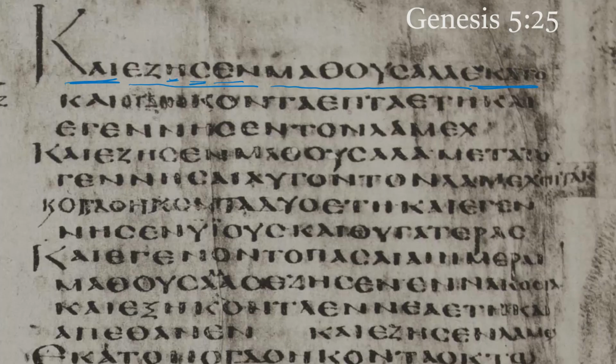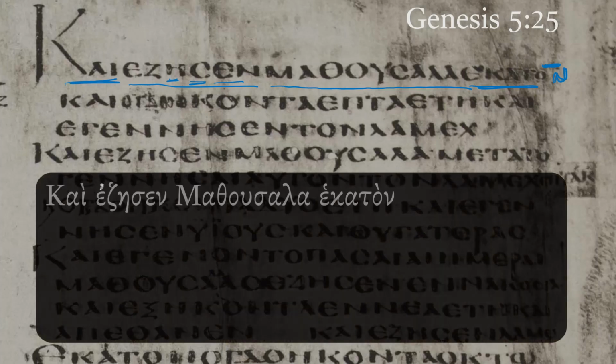Now you may be wondering, where's the nu? Well, it's not out at the end. It's theoretically a nu bar, but it looks a little bit erased there. That would be 100. So hecaton, and I can show that now on the screen. So okay, Ezasin, Methuselah, hecaton. So he lived 100, but we're not done yet.